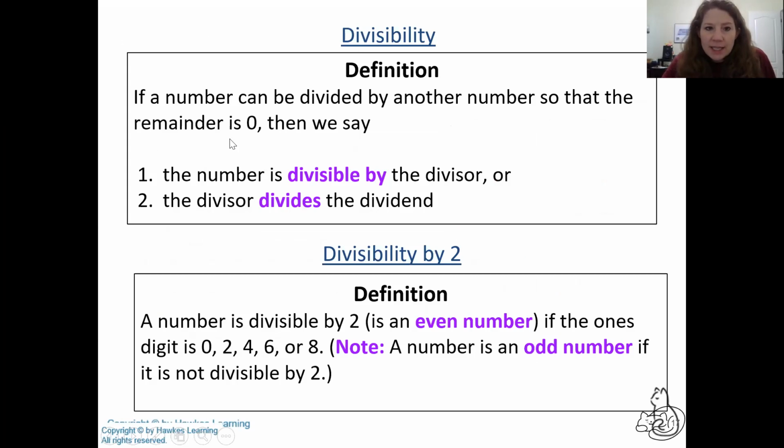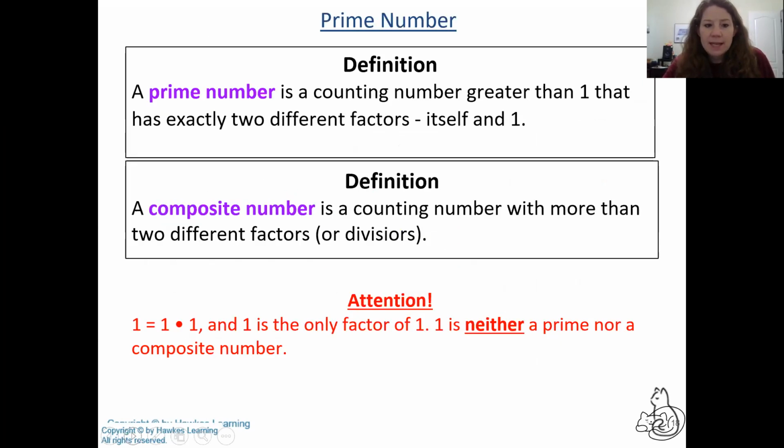All right, so basically, if you have a number that can be divided by another number, you would say that it's divisible by it. This is just a little bit of vocabulary, so we're going to move on past that.